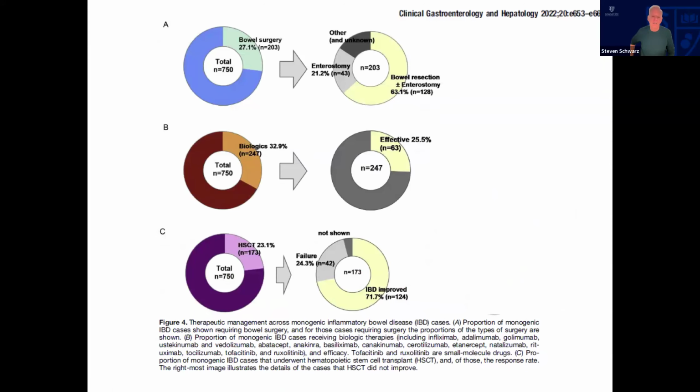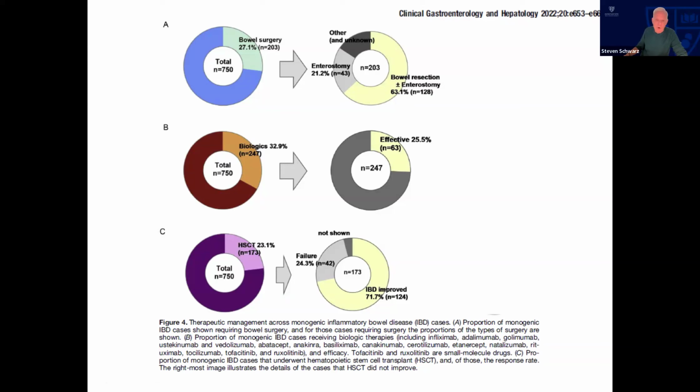And this, again, looks at the management of patients with monogenic inflammatory bowel disease. Again, mostly IL-10, IL-10R. At the top, panel A, we have 750 subjects. 27% underwent bowel surgery. 21% got an enterostomy. And 63% had a resection and enterostomy. If we go down to those, again, same 750, 23% were put on biologics.